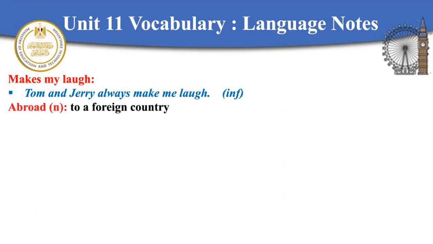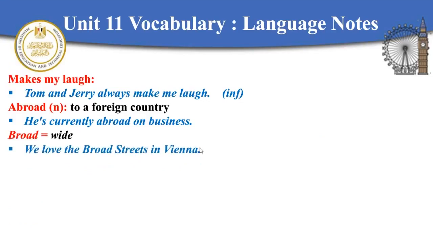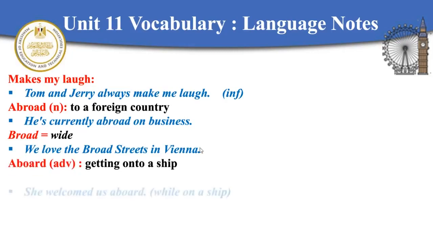Abroad: to a foreign country. He's currently abroad on business. Broad means wide: a broad place, a broad port, or a broad garden. He lived in the broad streets in Vienna. Aboard: getting onto a ship, to be on the ship.